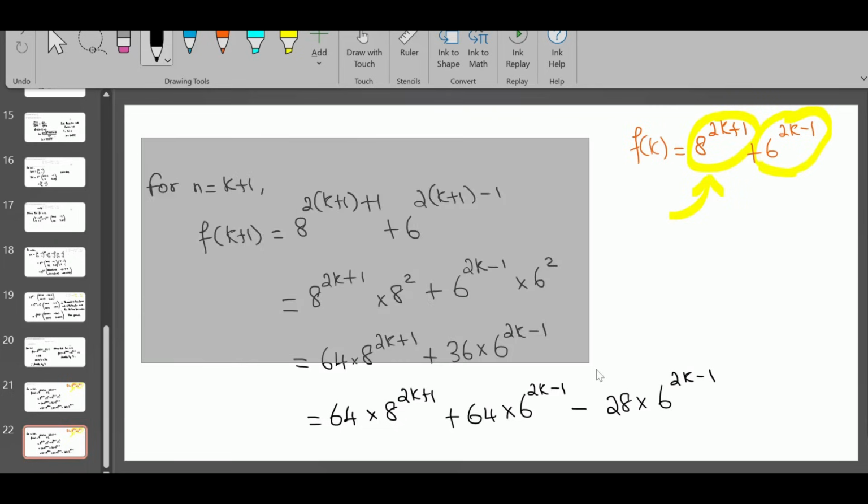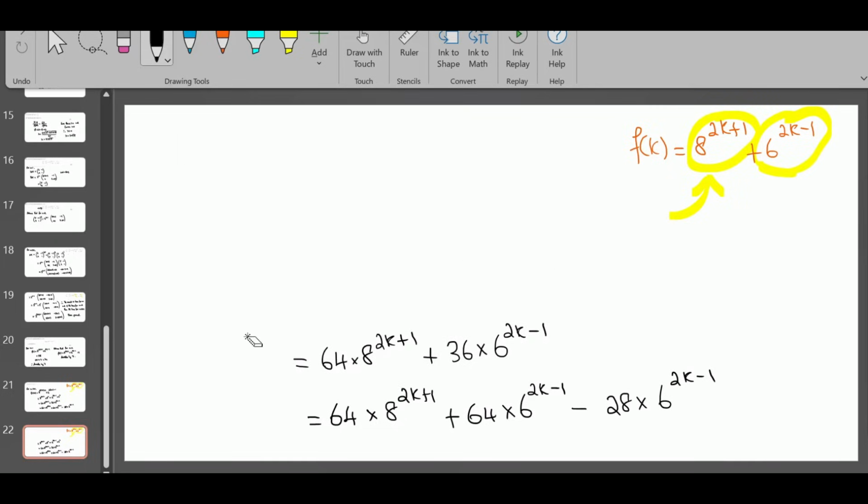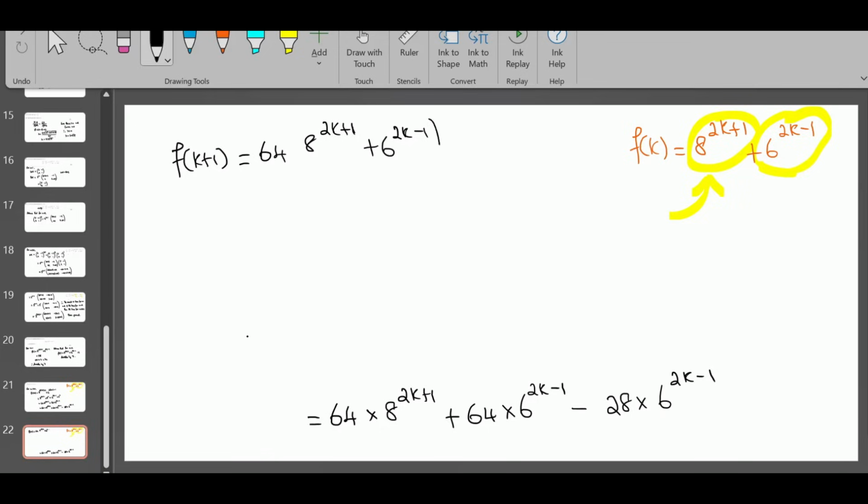I copied everything here. Let me delete this whole thing. Okay, we don't need these lines. Now f of k plus 1 is equal to 64. Take 64 as a common factor. You have 8 power 2k plus 1, plus 6 power 2k minus 1, minus 28 times 6 power 2k minus 1, which is 64 f of k minus 28 times 6 power 2k minus 1.